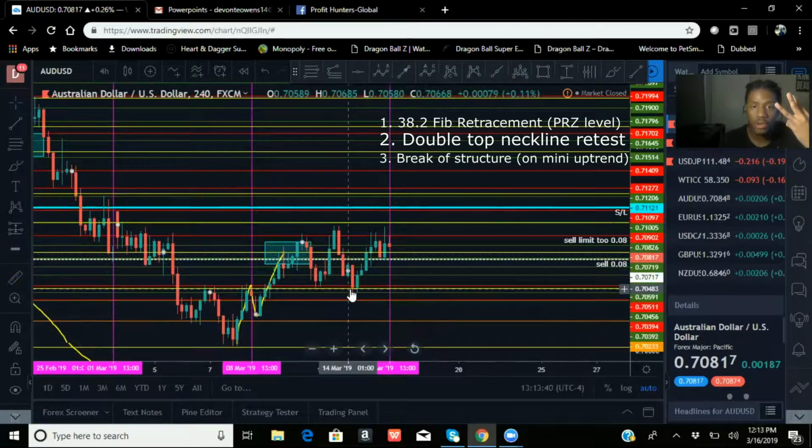So after it broke the structure right here, it's retracing because it has to retrace off of this move. And as you can see, that looks like about 786, 886, right? So market's coming down. All right. So that's three: double top retest, 382 retracement, and the breaking structure on this little mini uptrend right here.